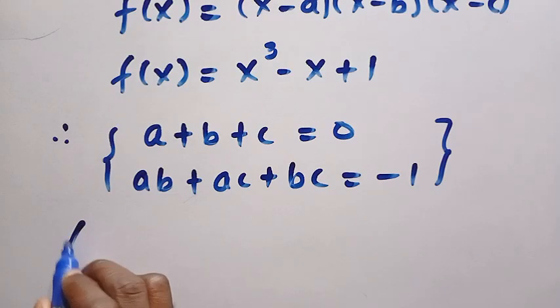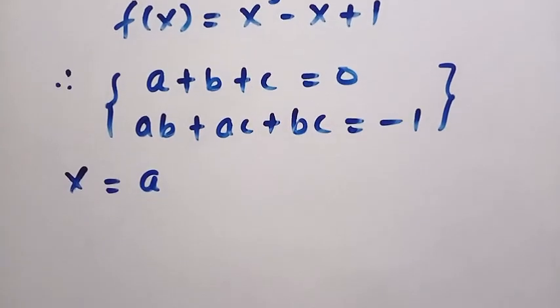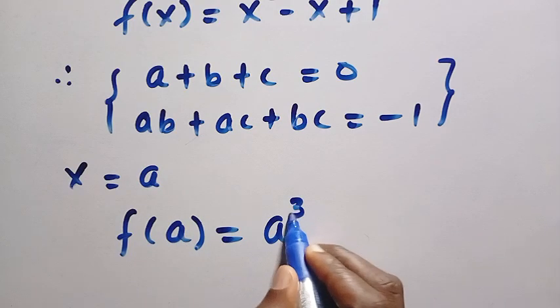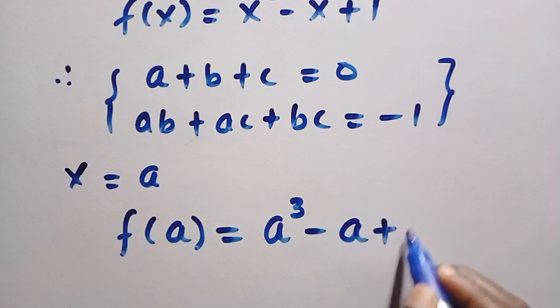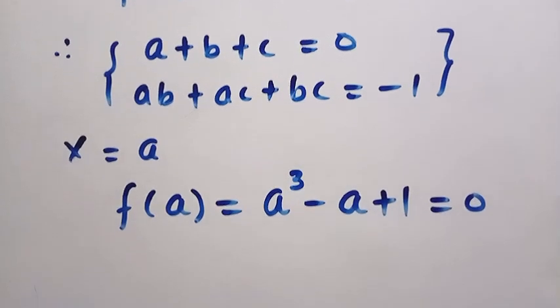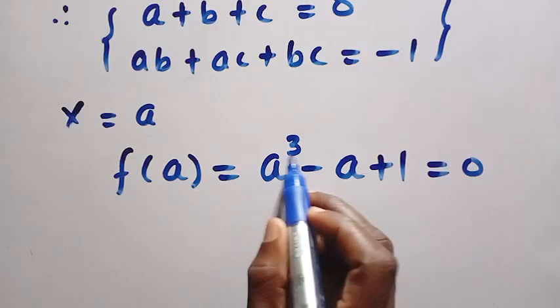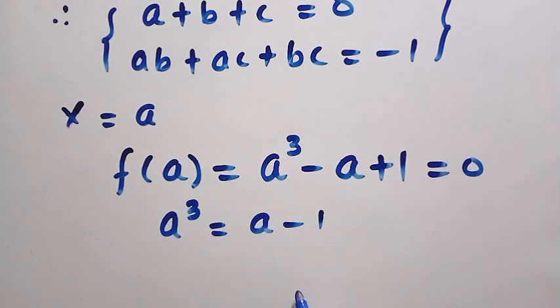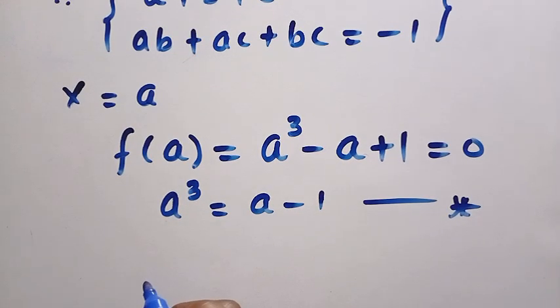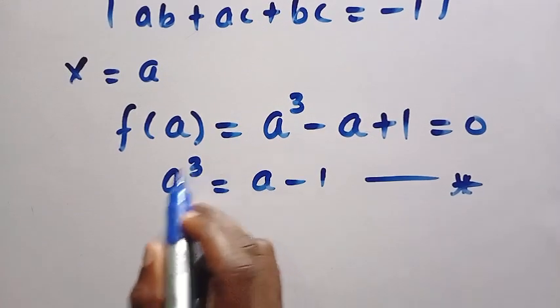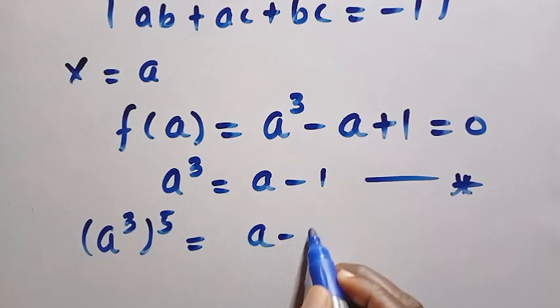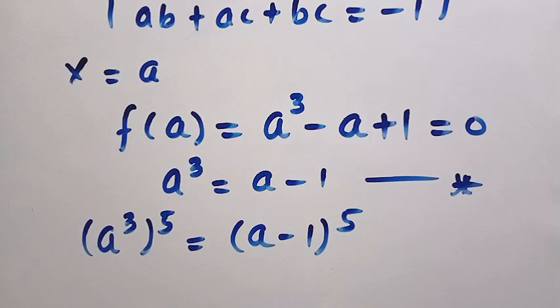Then if x equals a, we have f of a equals a raised to the power of 3 minus a plus 1, and this equals 0. That is the given condition. So when we make a raised to the power 3 the subject, we have a minus 1. And what I need is a raised to the power of 16. By raising this by the power of 5, everything here becomes a minus 1 raised to the power of 5.